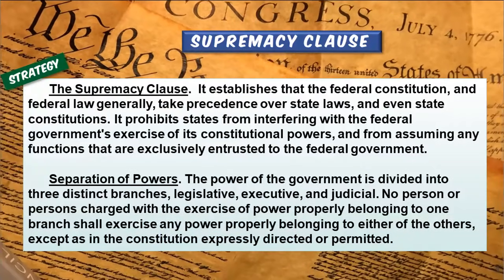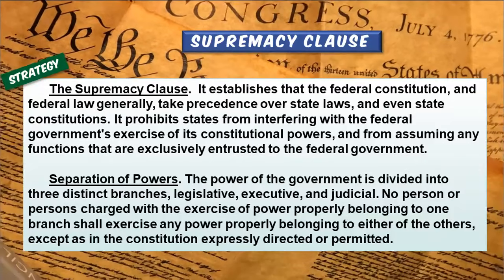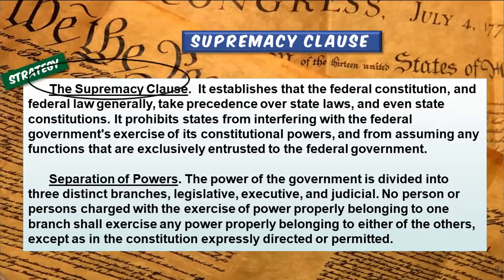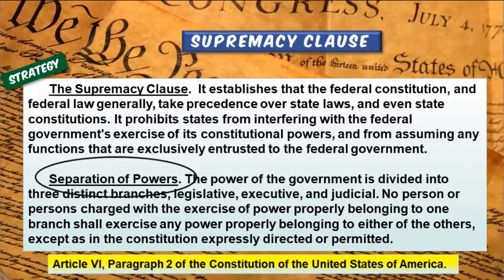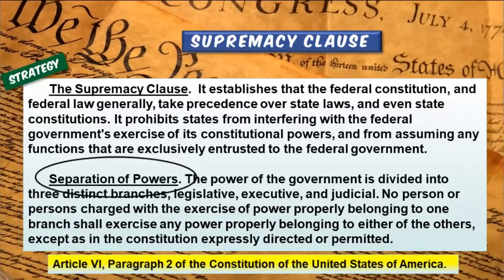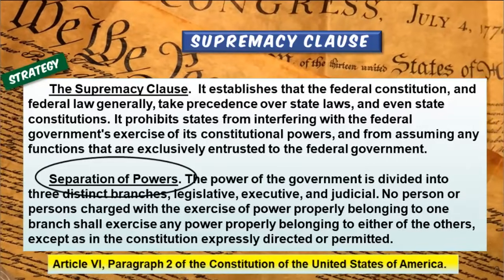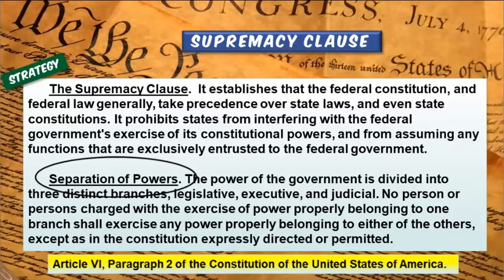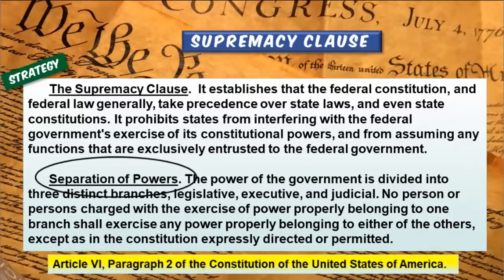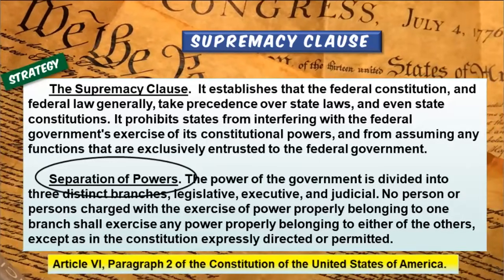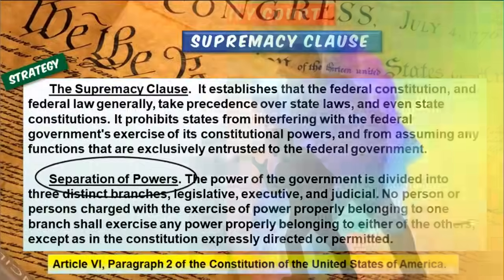So let's move to what is called the Supremacy Clause within the Constitution. The Supremacy Clause establishes that the federal Constitution, rules, and laws take precedence over state laws, and it prohibits the states from interfering with the functions of the federal government and its powers. In addition, the separation of powers under the Supremacy Clause says no two branches can work together or conspire together to either cripple or remove the other branch. All of this is found under Article 6, Paragraph 2 of the United States Constitution.